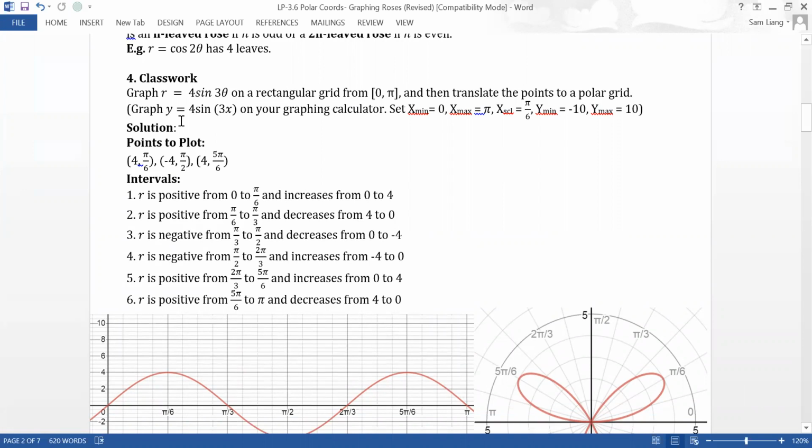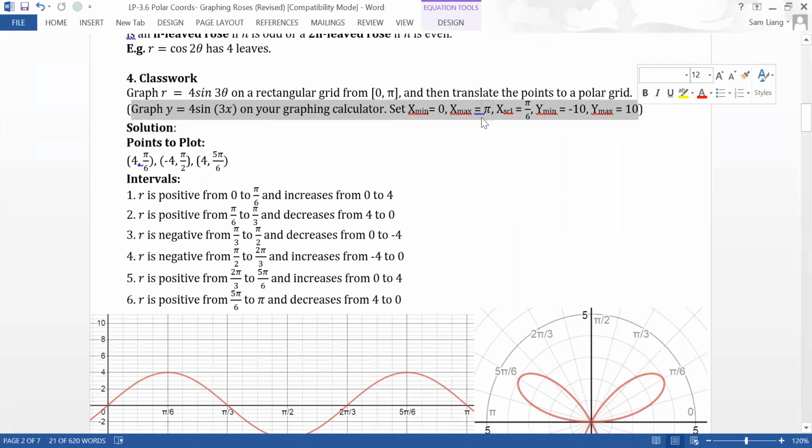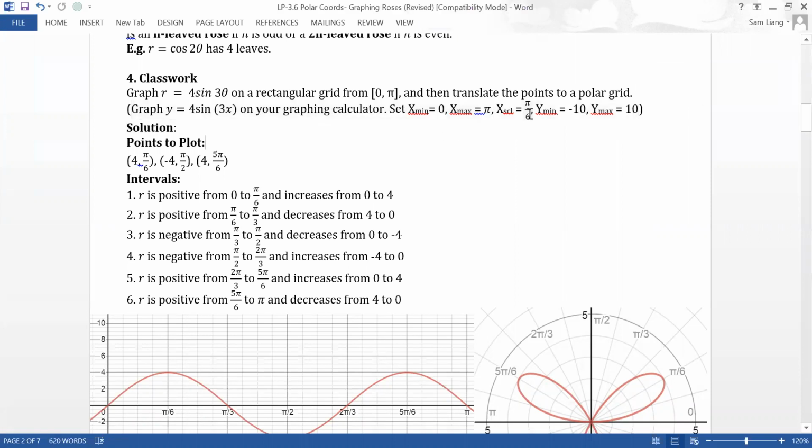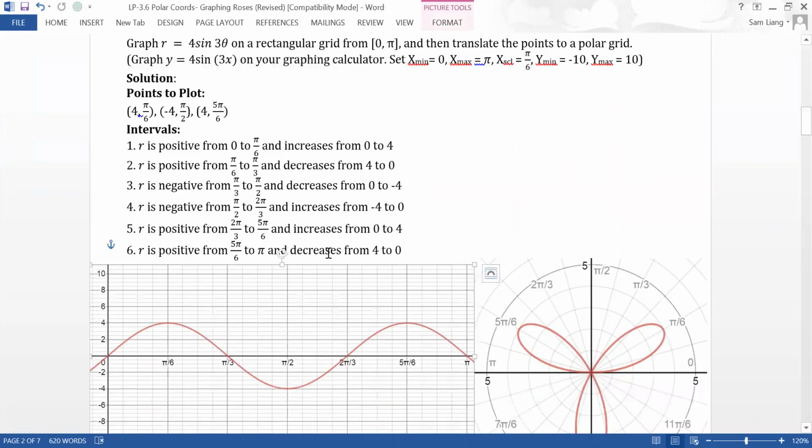The question here is: graph r equals 4 sine 3 theta on a rectangular grid from 0 to pi, and then translate the points to a polar grid. To save time, instead of making a table, just use your graphing calculator. I specify the window here: x min is 0, x max is pi, the x scale is pi over 6, y min is -10, y max is 10. If you do that on your graphing calculator, you will get this graph right here.